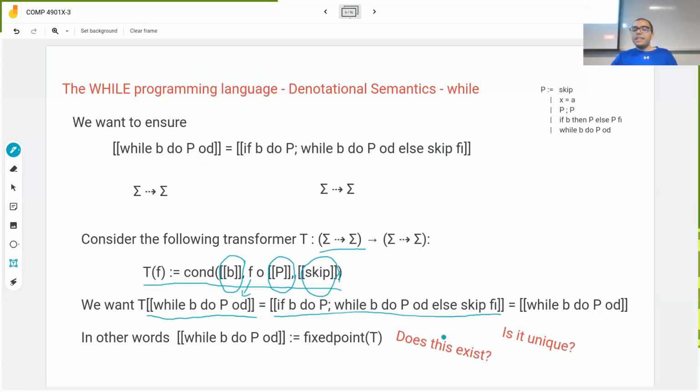But ideally, I want to define the semantics of while so that this is again equal to the semantics of the while. So I still don't know how to define the semantics of my while, but I know that no matter how I define it, it has to be a fixed point of T. Does that make sense? So T is a transformer that takes a function and gives me another function. And what I'm saying is that the way I've defined T, if the function that I give as the input to T is the semantics of my while loop, then T should give me the same function, the semantics of the while loop, back.